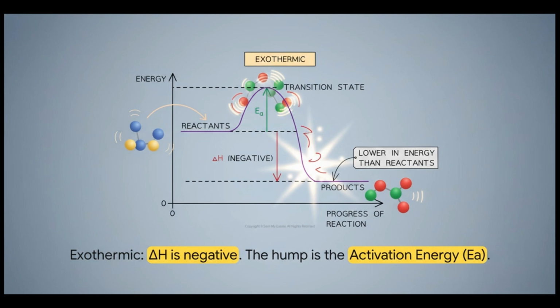Let's zoom in on the exothermic profile. You always start with your reactants. Now notice you have to put a little bit of energy in to get things going. That hump is called the activation energy, or EA. It's the minimum energy needed to kickstart the whole thing. But once you get over that hump, the products form and release a whole bunch of energy, ending up at a much lower, more stable state. That overall drop from start to finish, that's your negative delta H.